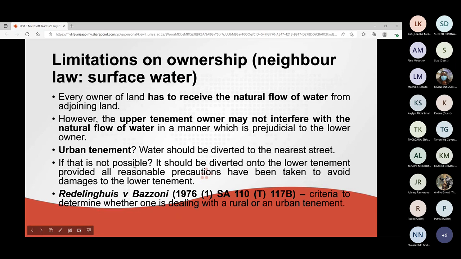Then surface water. Every owner of land has to receive the natural flow of water from adjoining land. However, the upper tenement owner may not interfere with the natural flow in a manner which is prejudicial to the lower tenement owner. In the case of an urban tenement, the water should be diverted to the nearest street. If the water cannot be diverted to the nearest street, it should be diverted onto the lower tenement, provided that all reasonable precautions have been taken to avoid damage to the lower tenement. Please see Rieder and Heights versus Barzoni for the criteria to determine whether one is dealing with a rural tenement or an urban tenement.